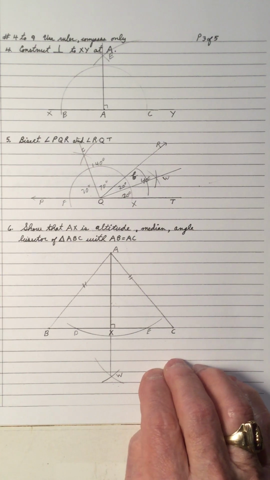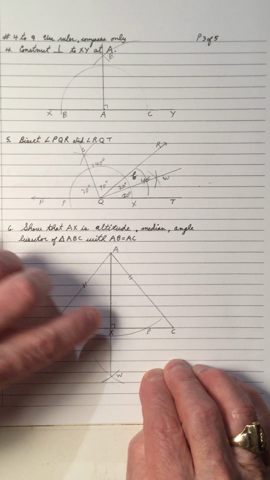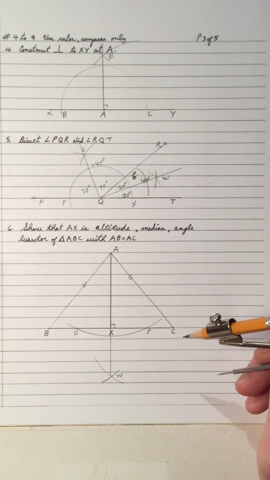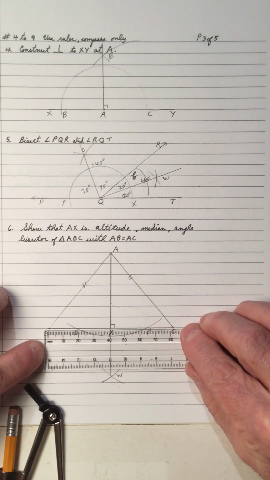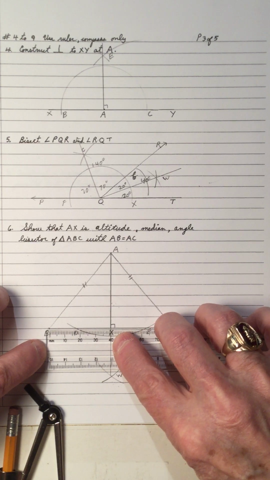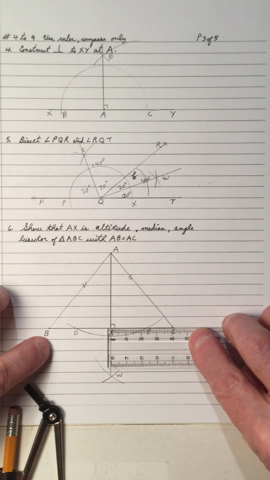Now I want to show that it's a median. A median leaves the vertex and goes to the midpoint. So I want to show that this is a midpoint. Well, I can do that by measuring, or I can do that by construction. If I take up my ruler and measure like this, I have roughly 4 centimeters, or 40 millimeters. So if I measure this one, I also have a 40.